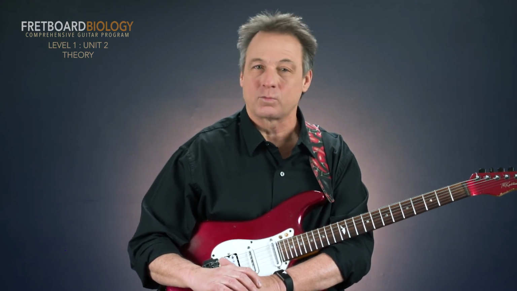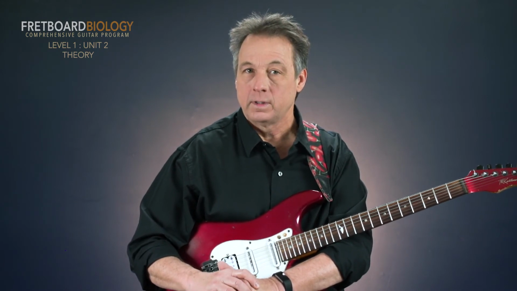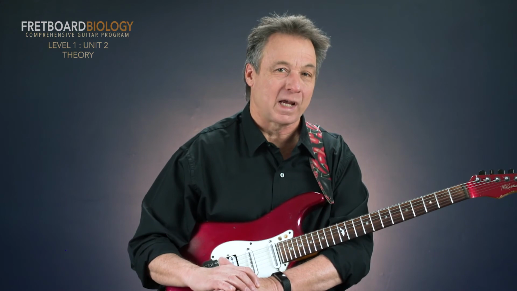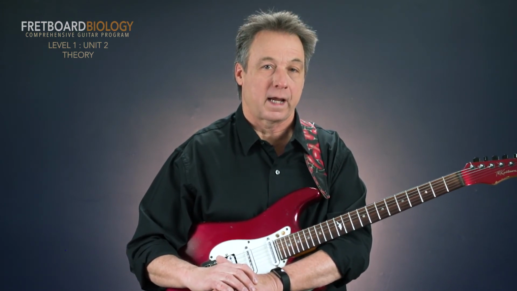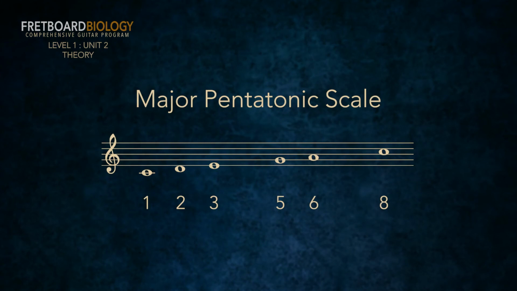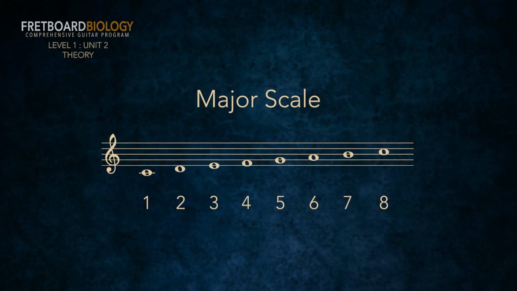Why is the major pentatonic scale so important? Well, let's reverse engineer this. Now, what we just did was take the major scale and remove the 4th and the 7th scale degrees to create the major pentatonic scale. But what if we started with the major pentatonic scale and thought of it as sort of a shell made up of 1, 2, 3, 5, and 6, and we say we can add 4 and 7 to the major pentatonic scale to create the major scale?